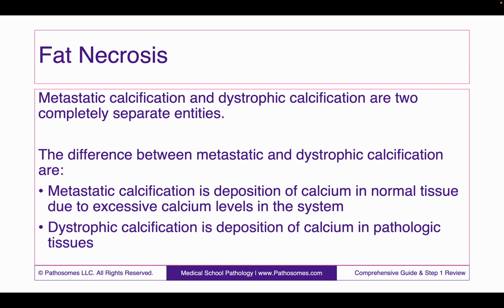Metastatic calcification and dystrophic calcification are two completely separate entities. The difference between metastatic and dystrophic calcification is: metastatic calcification is deposition of calcium in normal tissue due to excessive calcium levels in the system. On the other hand, dystrophic calcification is deposition of calcium in pathologic tissues.